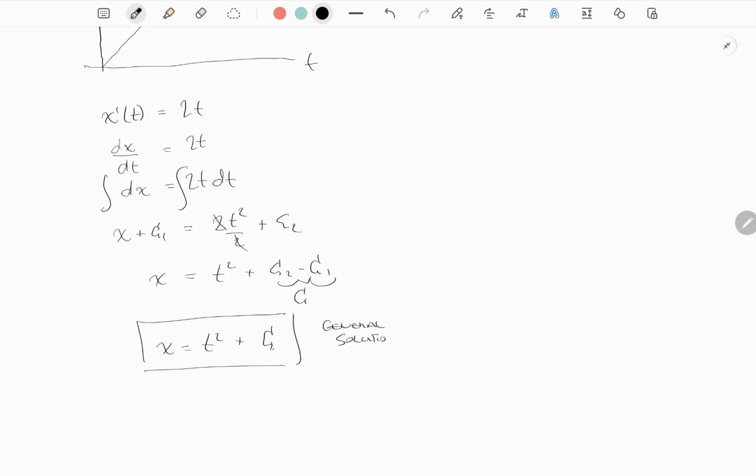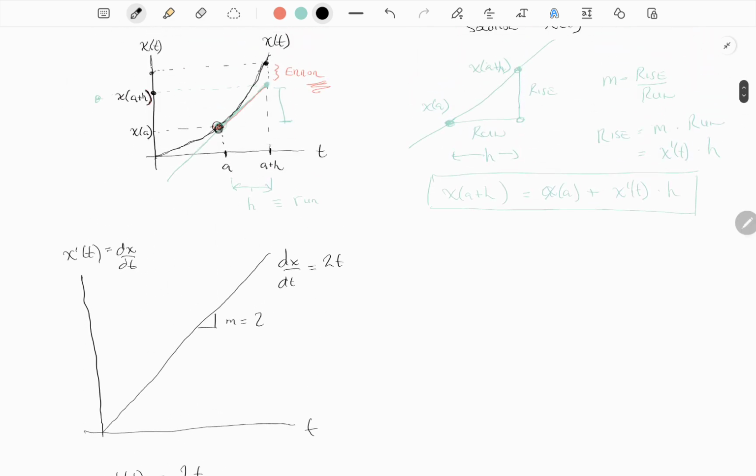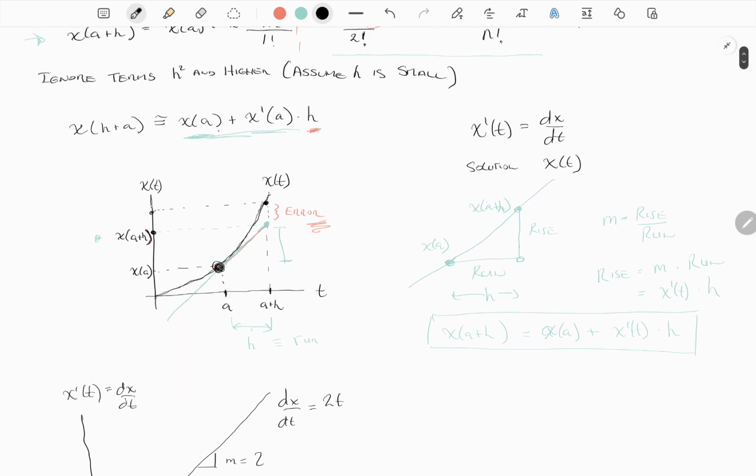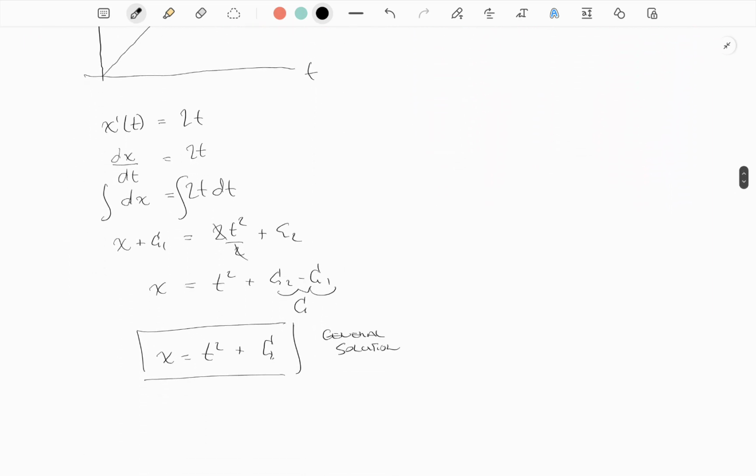Euler can only give you the particular solution because it needs a starting point. It needs you to know a point on the curve. You need to know x of a, the very first point on your curve. So let's make our example where we choose the particular solution where c equals 0.